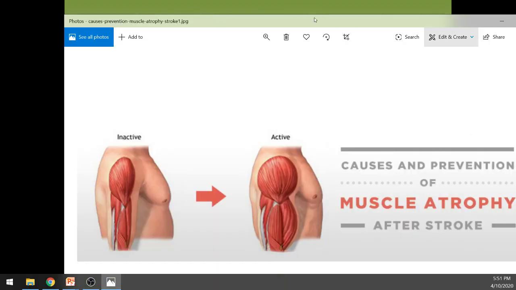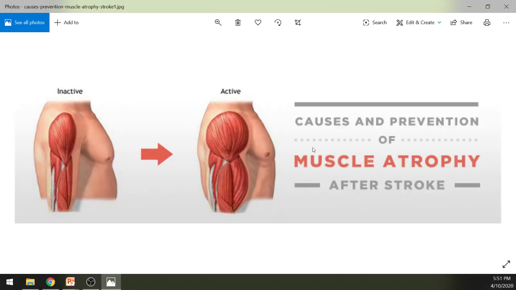So that is muscle atrophy. In this case, this is your normal muscle. If our muscle is active, usually it would increase in size, while for inactive muscles, an example of which is in the case of stroke, the muscles are inactive and eventually they undergo muscle wasting, which is why atrophy occurs.